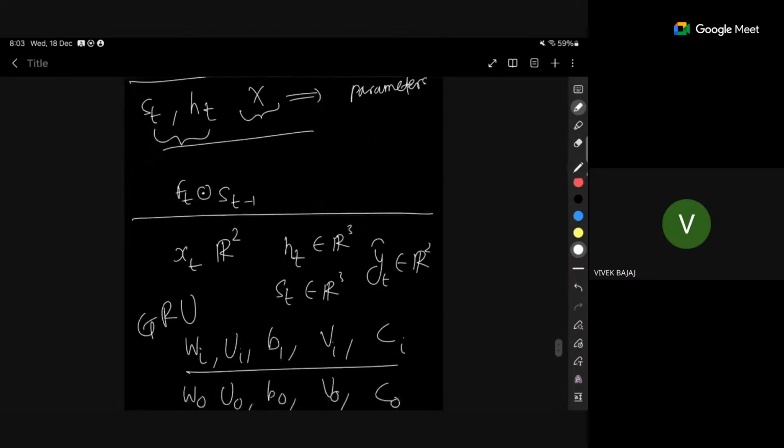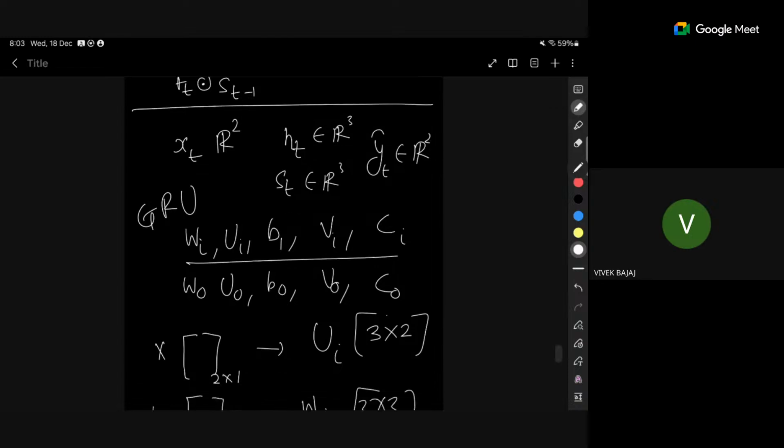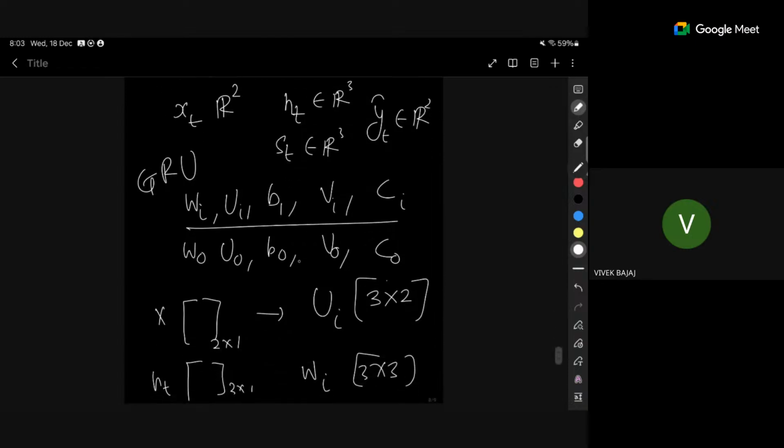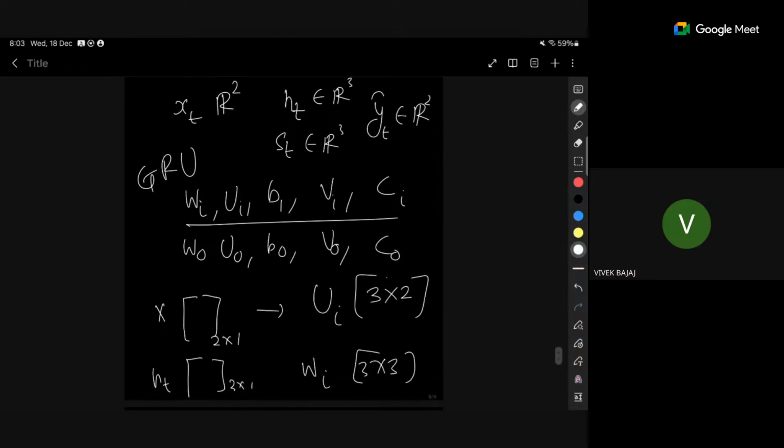Like all this, W naught, U naught will be similar. It will not change at all. Then we have B naught and B1, which is also similar. Then we have V1. V1 is related to Y. 2 cross 3 will be it.